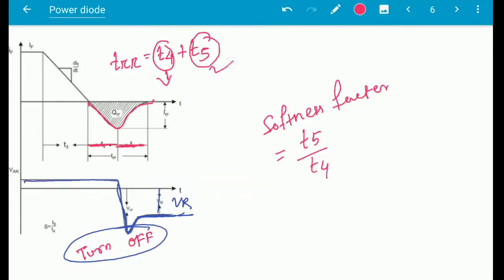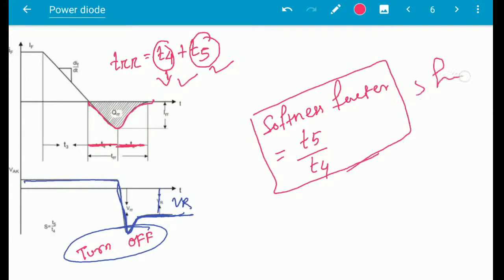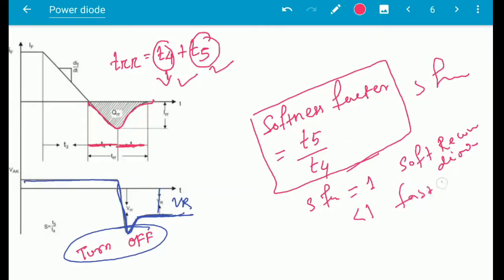This is T5 and T4. Softness factor is T5 by T4. This is also called S factor. And if S factor is equal to 1, this is called a soft recovery diode. And if less than 1, this is called a fast recovery diode or snappy recovery diode.